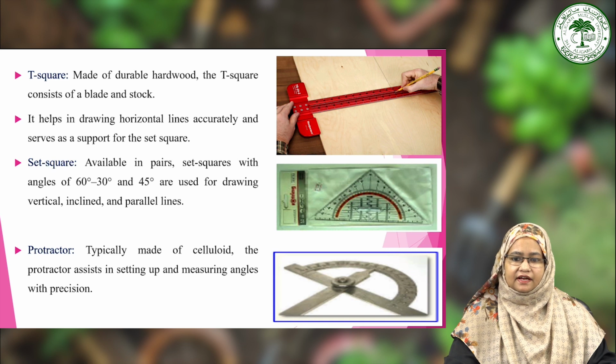The protractor, a delicate yet indispensable tool made of celluloid, is available in either a semicircular or circular form. The protractor is our guiding light when it comes to setting up or measuring any given angle with fineness and accuracy. In this particular image, we can see the protractor and set squares.